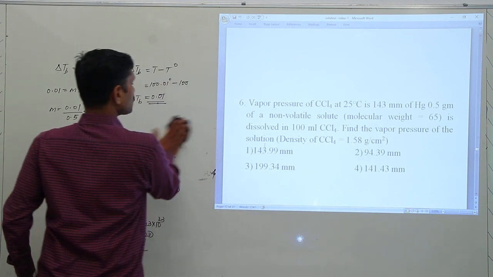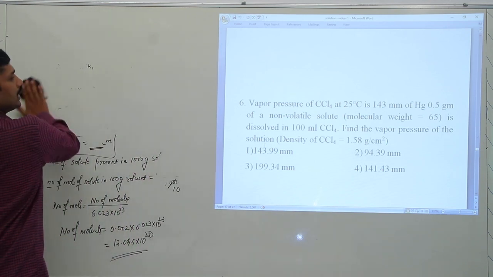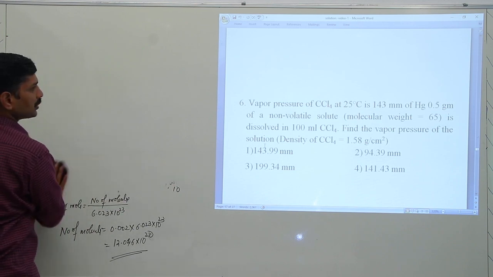Here, the vapor pressure of carbon tetrachloride at 25 degrees centigrade is 143 millimeters of mercury.